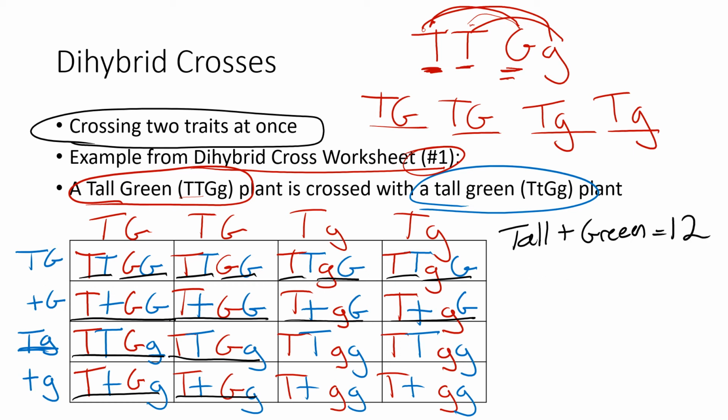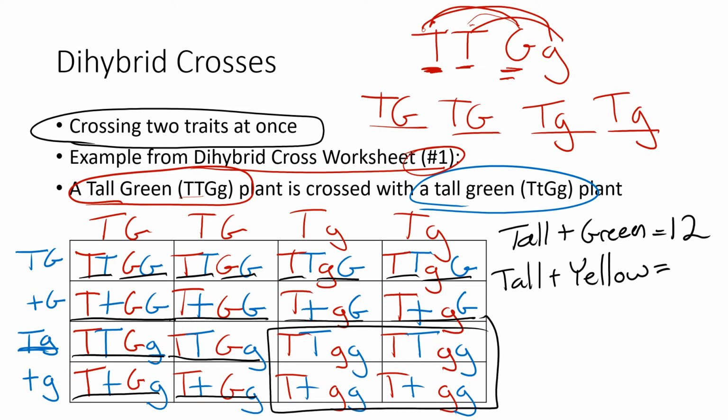They have at least 1 dominant green trait and at least 1 dominant tall trait. We then have tall and yellow. We have 4 individuals. These 4 have 2 little g's, which means they're going to be yellow, but they're still tall. So we have 4, and that of course equals 16, so that's everybody.